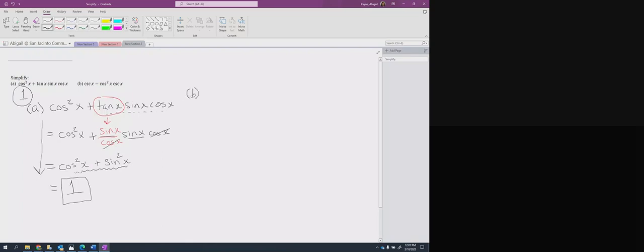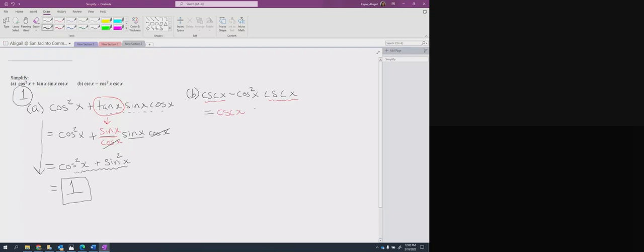Okay, now with part B, we're given cosecant x minus cosine squared x times cosecant x. You could do what I said before and write everything in terms of sine and cosine. So we could turn these cosecants into 1 over sine as a first step. But what I think might work better in this case is to factor out this common factor of cosecant x. That's going to be a better approach in this problem.